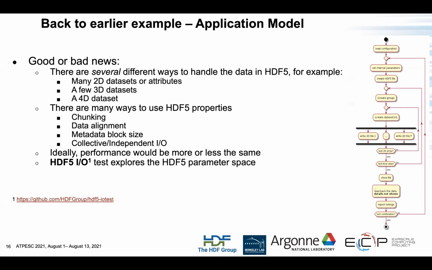So what we did was write a program that explores the HDF5 parameter space and sees how those parameters interact with each other. What this program does is you have a configuration file that sets what properties you want to test. It then creates that HDF5 file. It creates groups and data sets depending on what you want to do. It writes that data, then closes the file, then reads the data back in and reports the timing stats from doing that.